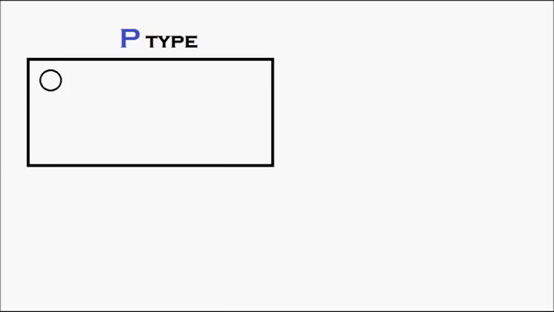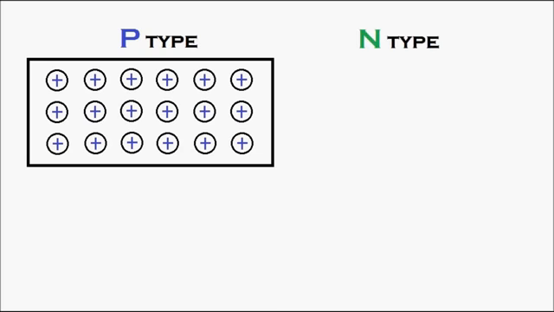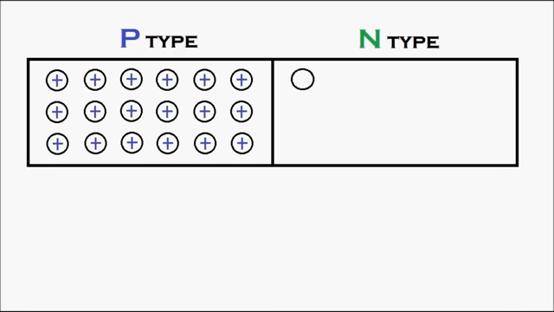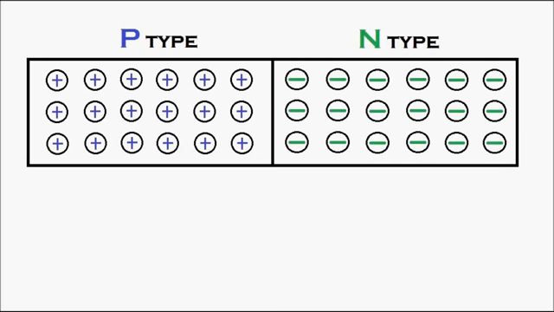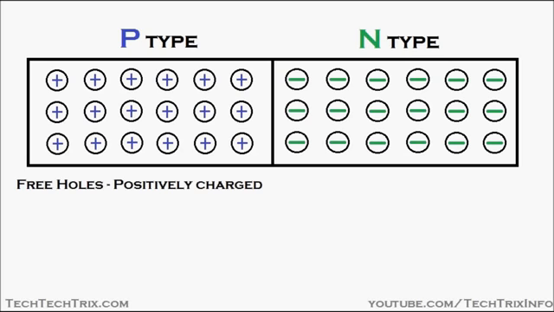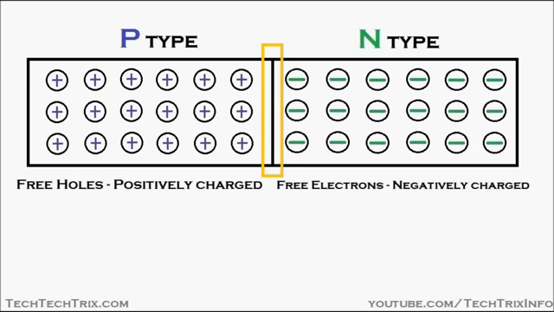The P-type semiconductor has holes which are positively charged, and the N-type semiconductor has electrons which are negatively charged. So you can see free holes, which are positively charged, are available in the P-type, and free electrons, which are negatively charged, are available in the N-type. This is the region where the P-type and the N-type join, the junction which is formed, called the PN junction. So this is the PN junction.